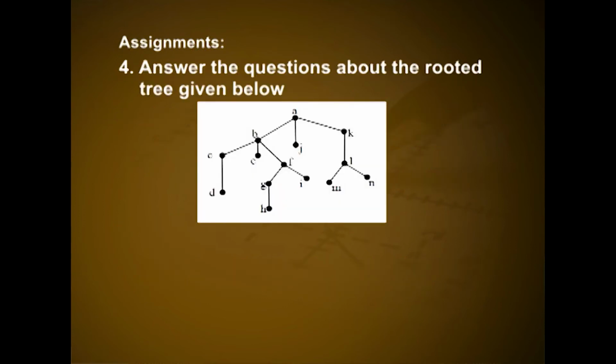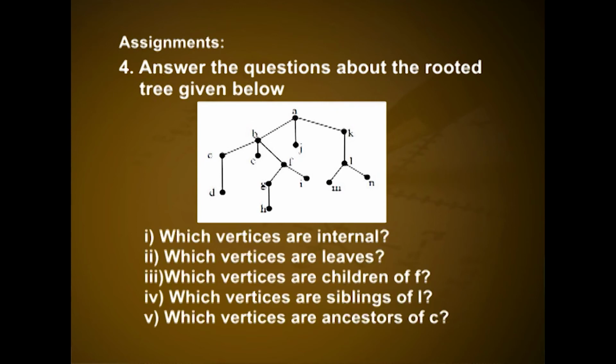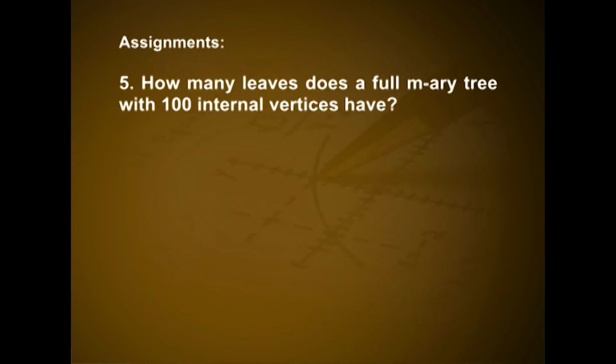Fourth one, answer the questions about the rooted tree given in the graph. Which vertices are internal? Which vertices are leaves? Which vertices are children of F? Which vertices are siblings of I? And which vertices are ancestors of C? Fifth one, how many leaves does a full m-ary tree with 100 internal vertices have?